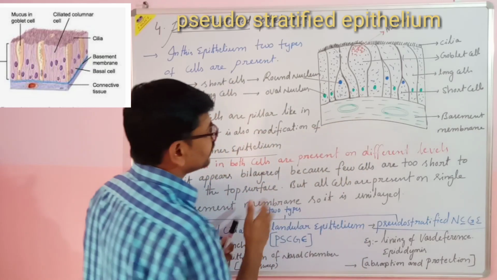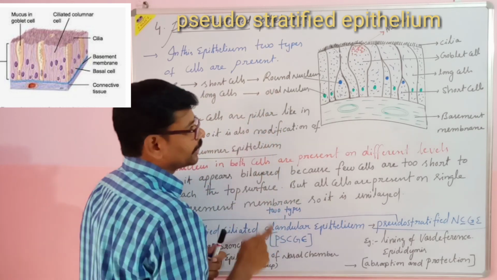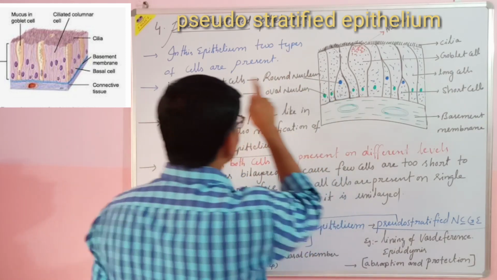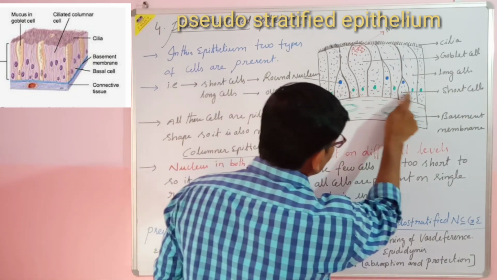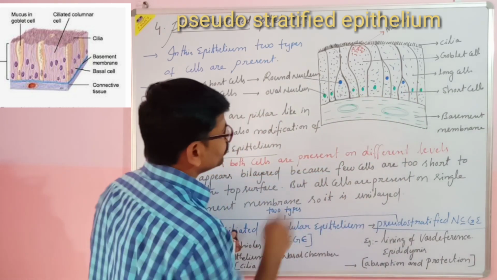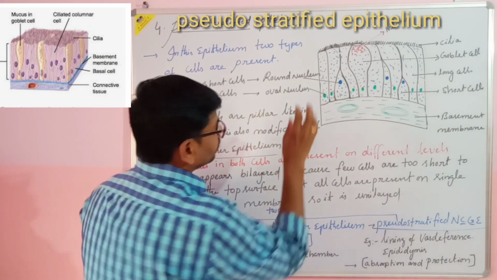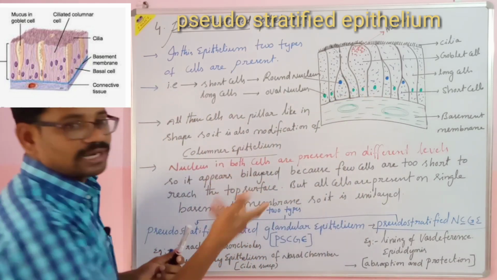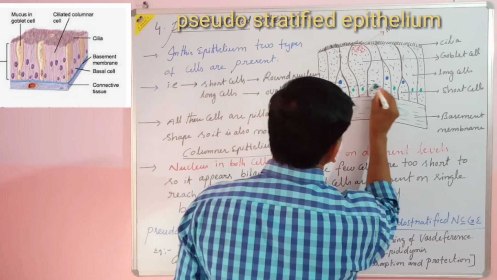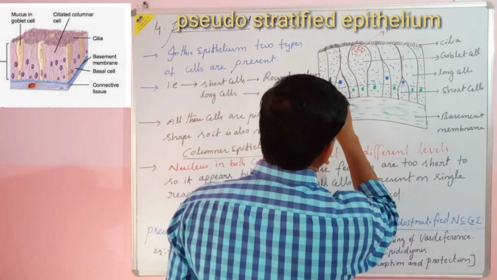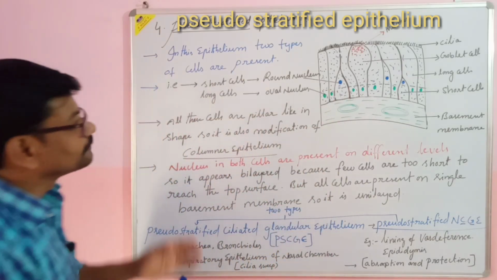So here you have to understand one more thing. The nucleus present in the long cells is oval in shape. The nucleus present in the short cells is round. At the same time, the position of the nucleus is also in different locations. Due to the presence of nuclei in different locations, the tissue appears like a bilayer. To understand this, imagine this is one layer and this is another layer. The appearance will be like that, but it is a simple epithelium only.